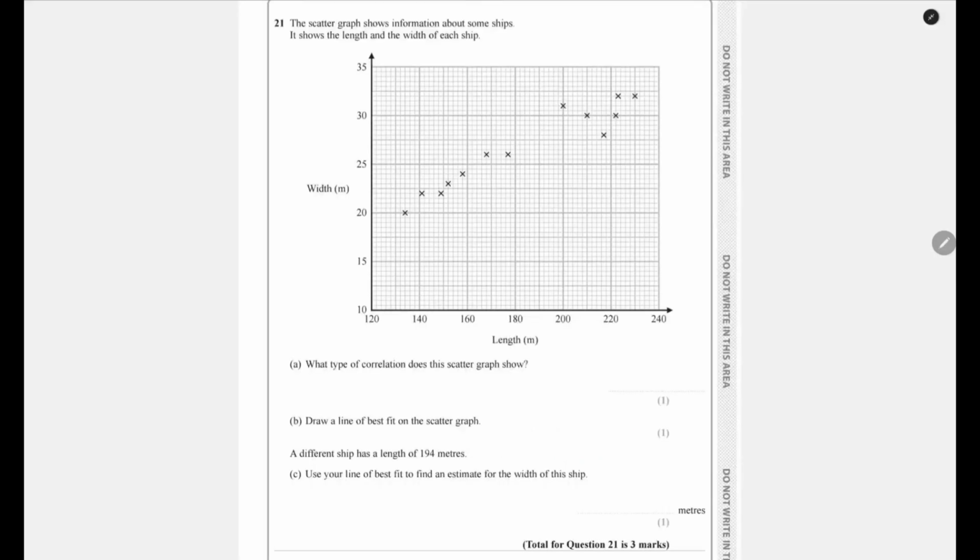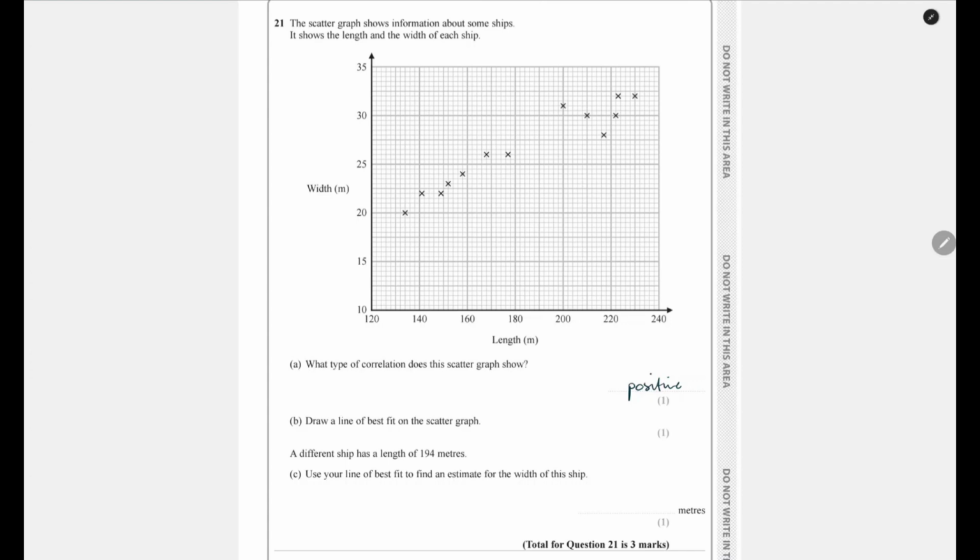Question 21 is asking us, the scatter graph shows information about some ships. It shows the length and the width of each ship. Question A says, what type of correlation does this scatter graph show? Well, if we look at the scatter graph, we can see that as you increase the length of the ship, the width of the ship also increases. And so we can say that there is a positive correlation. As one thing is getting bigger, the other thing is also getting bigger.